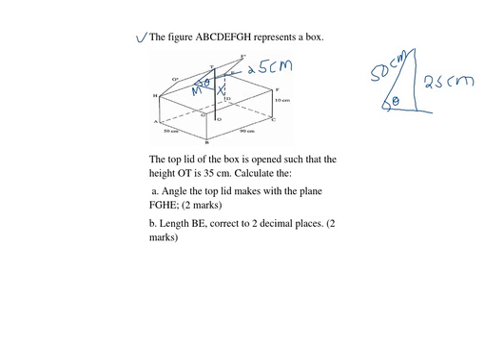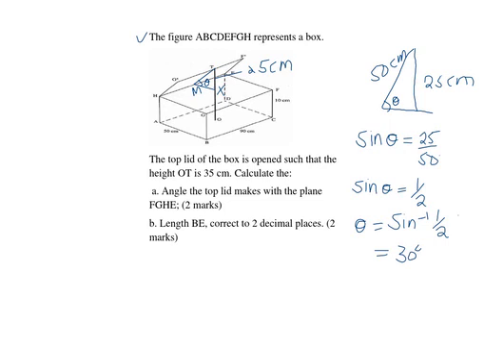Applying SOHCAHTOA, we have sine theta is equal to opposite over hypotenuse, which is 25 over 50. So sine theta is equal to 1 over 2, and therefore the value of theta will be sine inverse of 1 over 2, which is equal to 30 degrees.